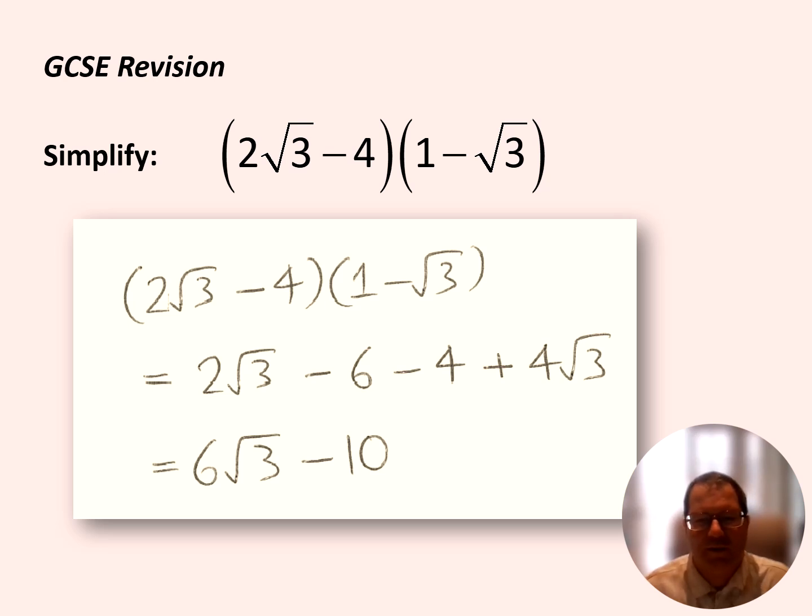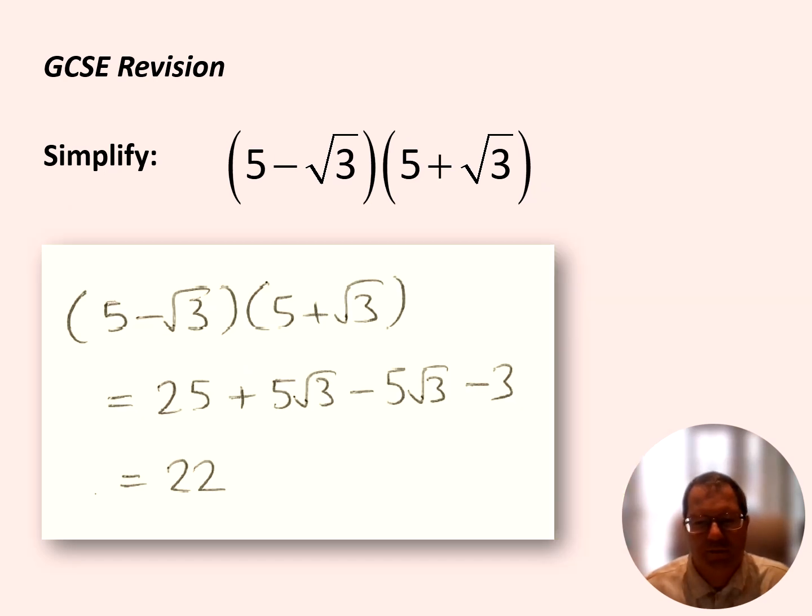So 2 root 3 times 1 is 2 root 3. 2 root 3 times root 3 is the same as 2 times 3, so that's 6, except it's negative because of the minus sign in front of the root 3. Negative 4 times 1 is negative 4, and negative 4 times negative root 3 is positive 4 root 3. We can collect the 2 root 3 and the 4 root 3 together to make 6 root 3, and negative 6 take away 4 is negative 10.